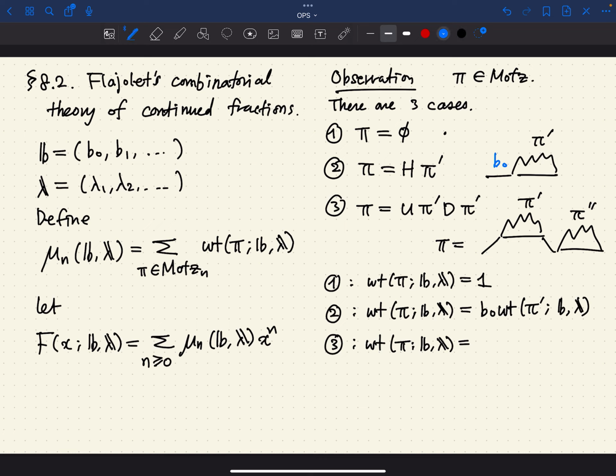The up step doesn't have any weight. The down step here has weight lambda 1 because the height is 1. And pi double prime, the same weight will contribute to pi. So we have lambda 1 and the last pi double prime, the same weight like this. Okay, but pi prime is a path from 0.